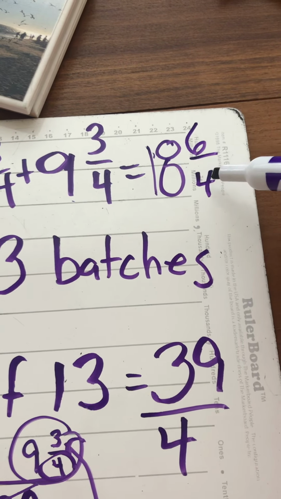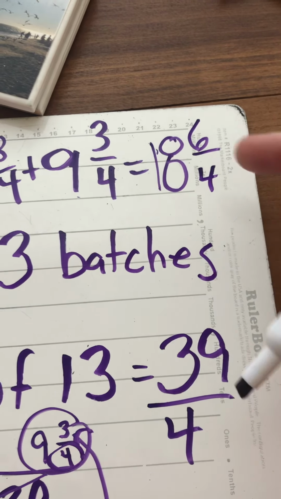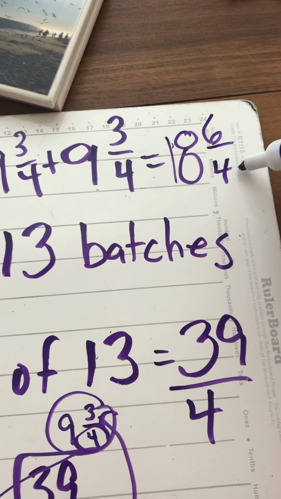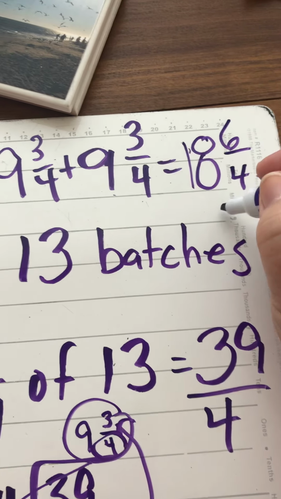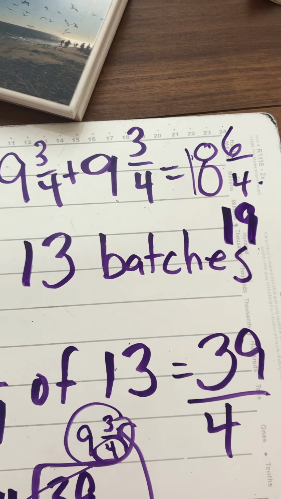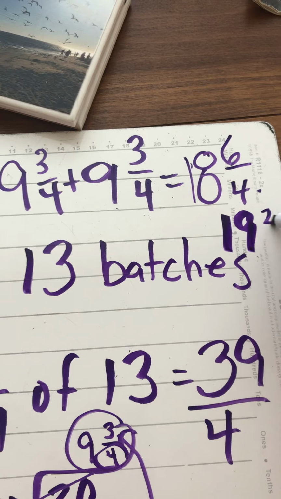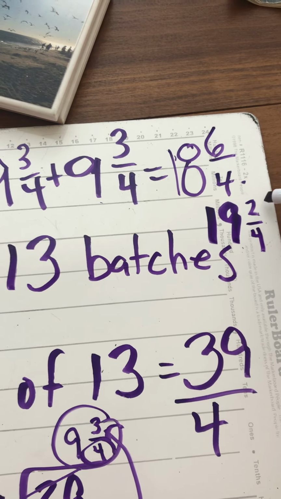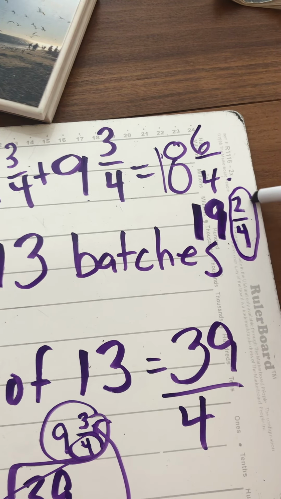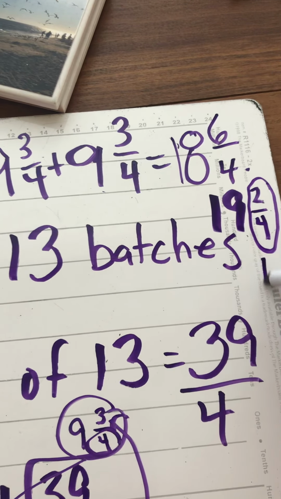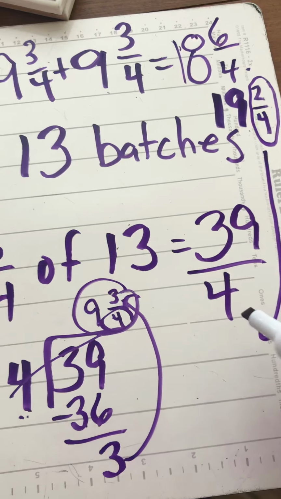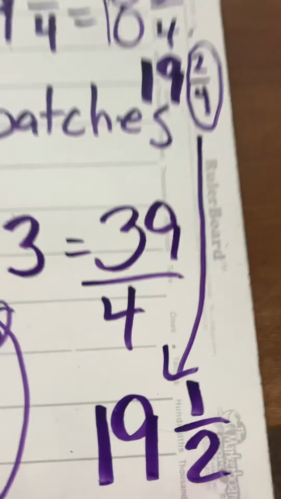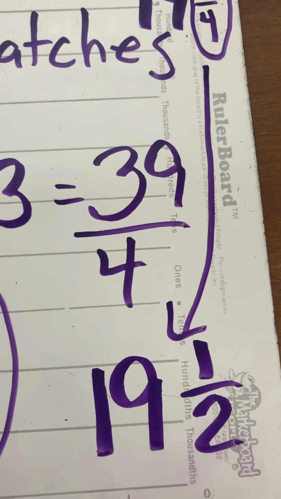So this is going to be my first part of my answer. I know I have an improper fraction there, so I can turn 6/4 into another whole. That's going to bring me up to 19. And then I'm left with 2/4. So my answer is going to be 19 and 2/4, but I noticed that this can also be simplified. So my final answer, let me put it down here, is 19 and 1/2. Okay, that was number 21.